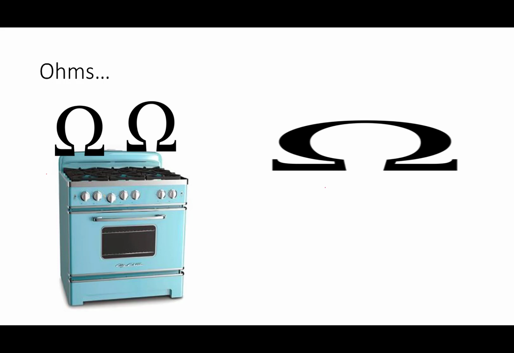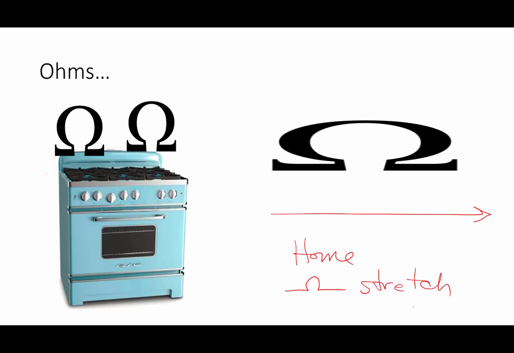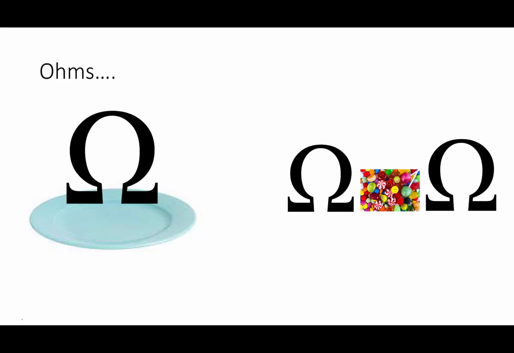Okay, what do you call an ohm that is stretching way out? This is an ohm that is on the ohm stretch. He's on the ohm stretch. This is a dinner plate. When an ohm is on the dinner plate, he's on the ohm plate. Think baseball. He's standing on ohm plate.